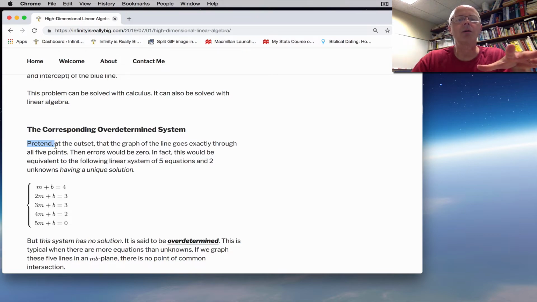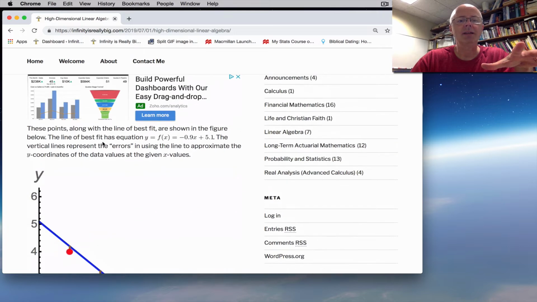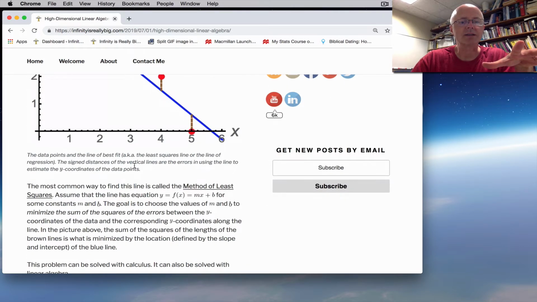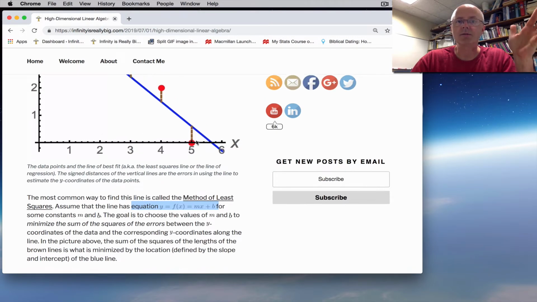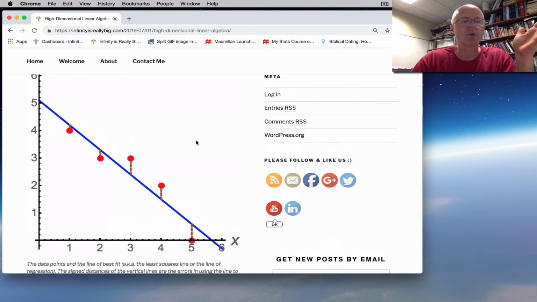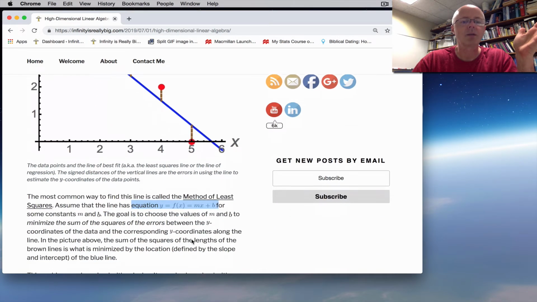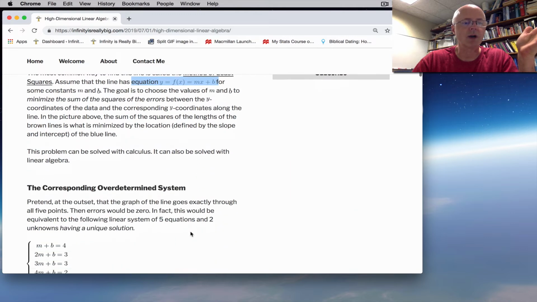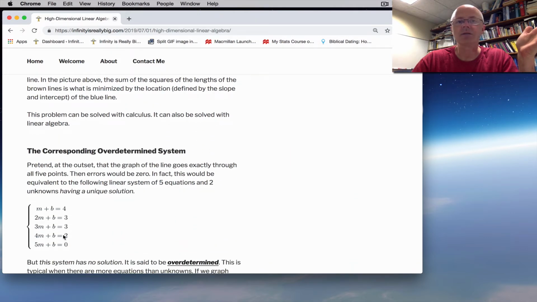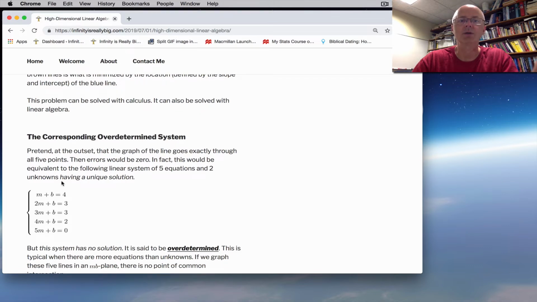If that's true, that would mean when you plug in the different x-coordinates of these 5 points into this formula right here in place of x, you get the different y-coordinates of the red dots, again, which are 4, 3, 3, 2, and 0. The x-coordinates are 1, 2, 3, 4, and 5. And these 5 linear equations would all be satisfied. This system would have a unique solution if that pretending really were right.